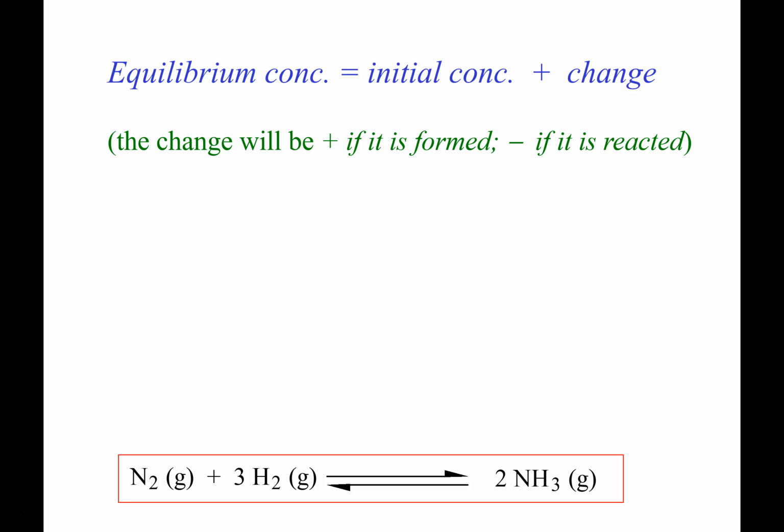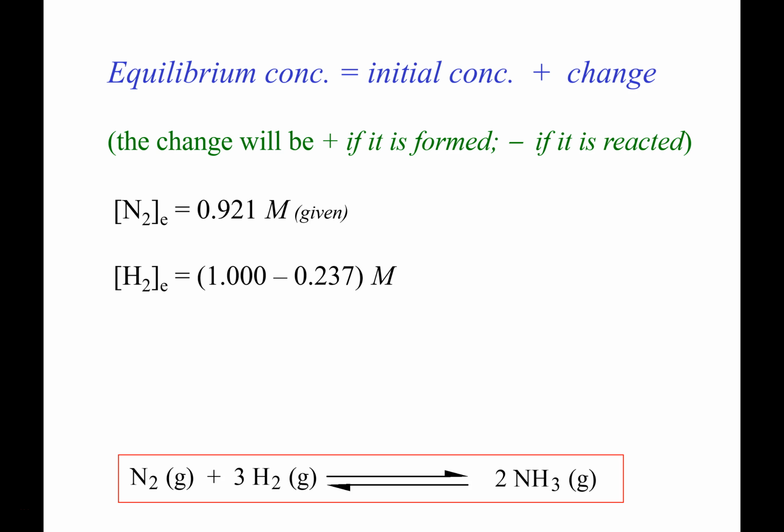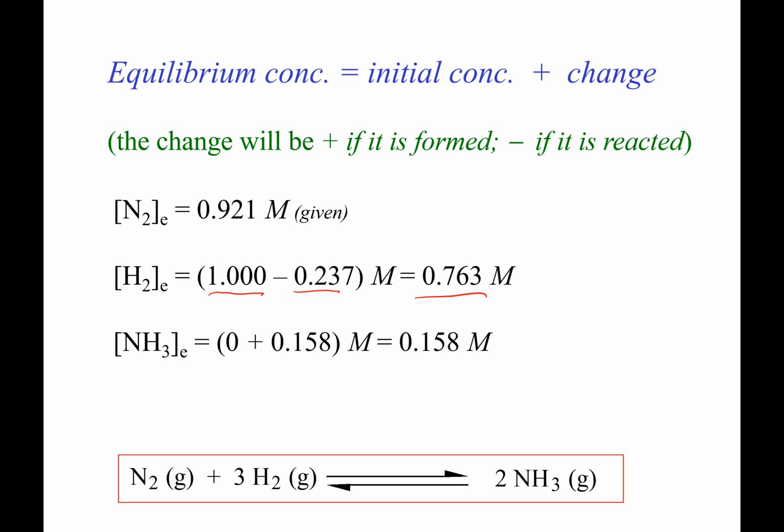So here's where I finish up. Again, I just think an ICE table is a better way to organize this information. At equilibrium, our initial concentration of H2 was 1.000 moles per liter. It decreased by 0.237 moles per liter. That left us at equilibrium with 0.763 moles per liter, which is what we said. The initial concentration of NH3 was 0. It increased by 0.158 moles per liter, so 0.158 moles per liter was its equilibrium concentration.